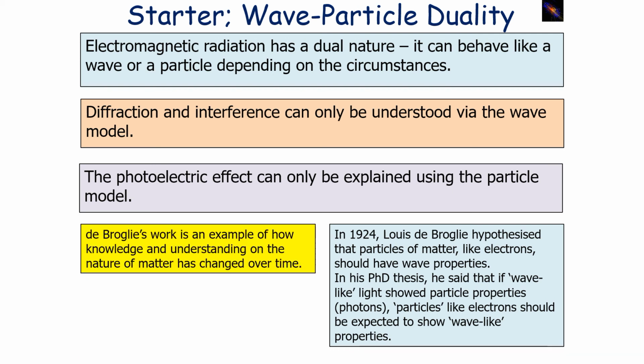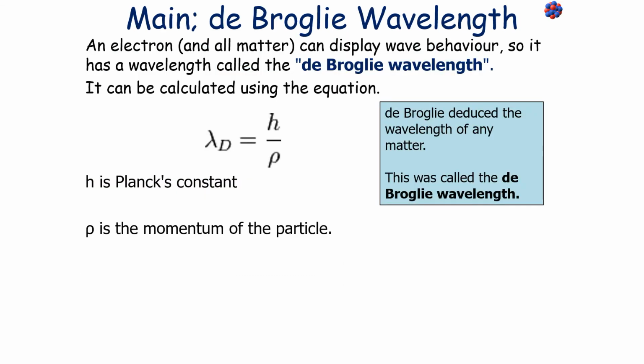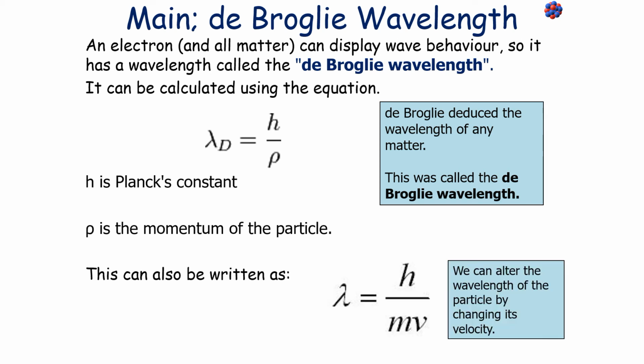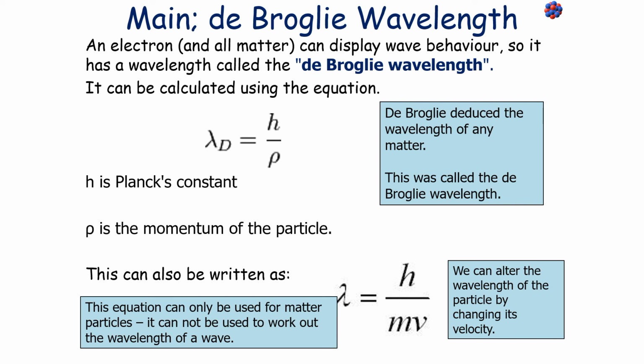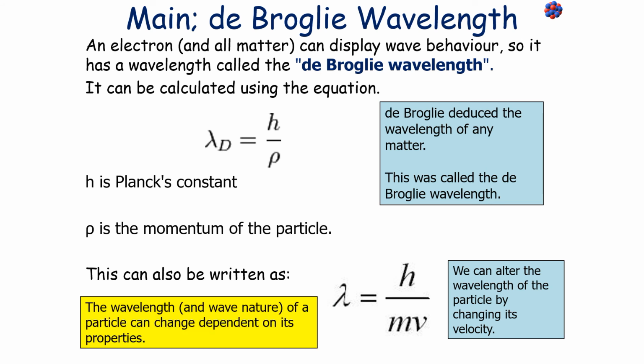So de Broglie's work is an example of how the knowledge and understanding of the nature of matter has changed over time. All matter can display wave behavior, so it has a wavelength called the de Broglie wavelength, which is equal to h over p, Planck's constant over the momentum. Now momentum is also written as mv, so you can write it as wavelength equals h over mv. That's very, very important. Now this equation can only be used for matter particles, so therefore it can't be used to work out the wavelength of a wave. Now the wave nature of the particle can determine its properties.